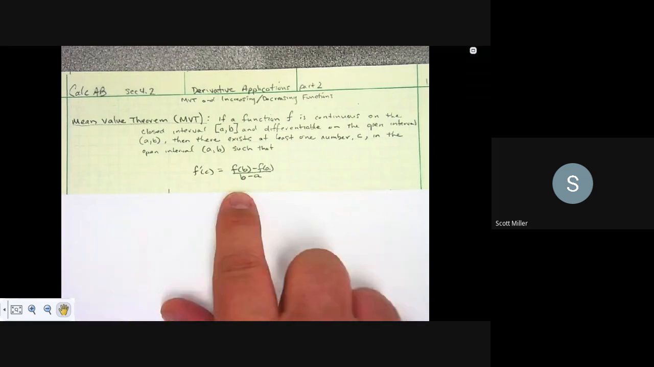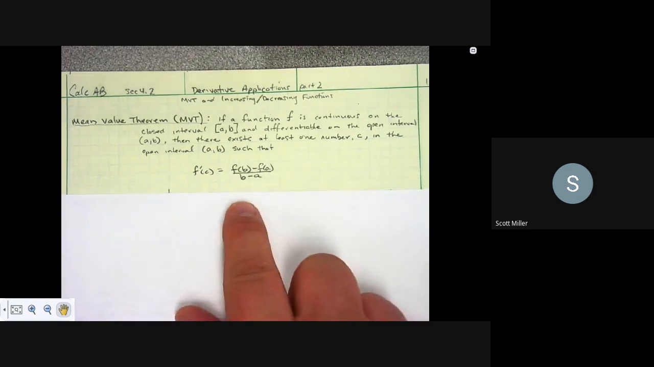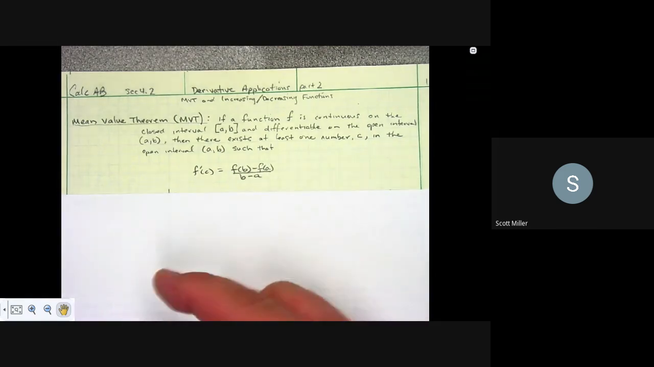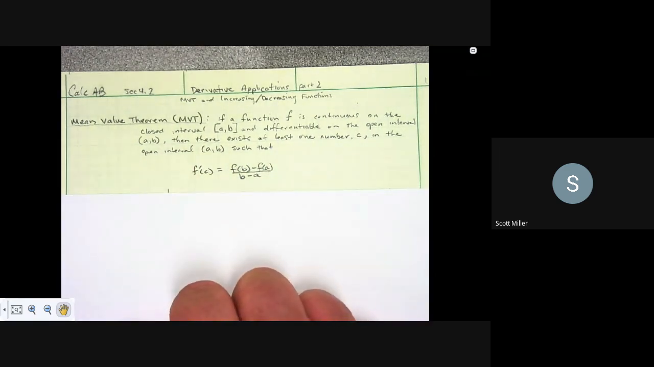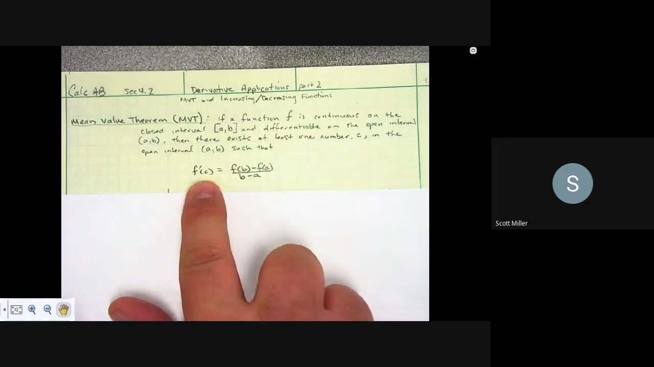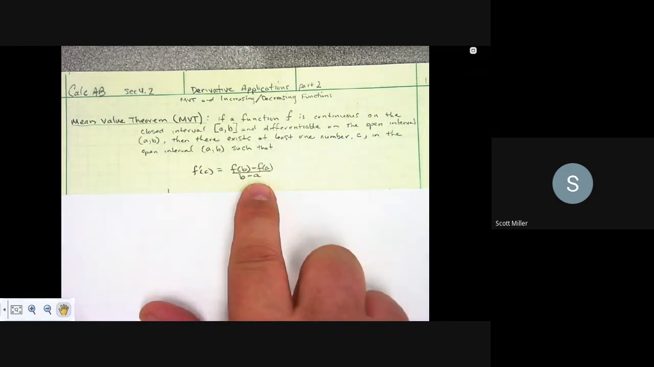Okay, this is important. It's kind of like what we were talking about when we were traveling. If you're going on a trip and it takes you 3 hours to go 150 miles, then you're basically going 50 miles per hour on average. Well, what that means is at some point along the trip, you had to have gone 50 miles an hour. That's kind of what this is talking about. Your rate actually had to equal the average of your trip.